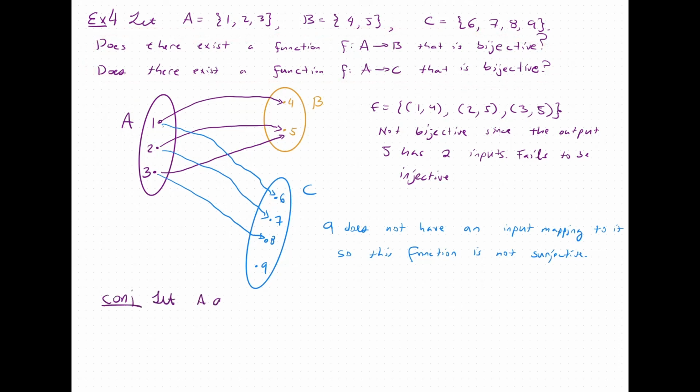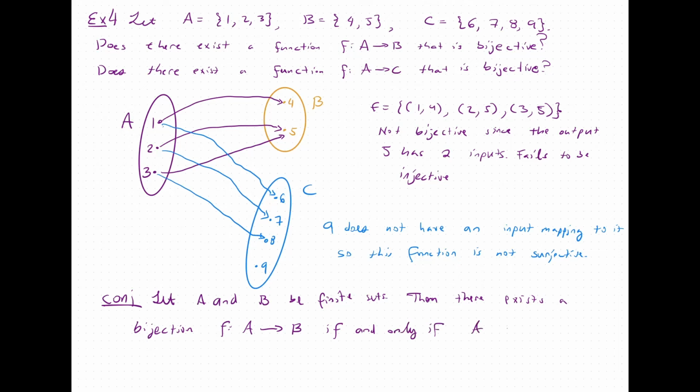Let A and B be finite sets. Then there exists a bijection f from A to B if and only if A and B have the same number of elements.